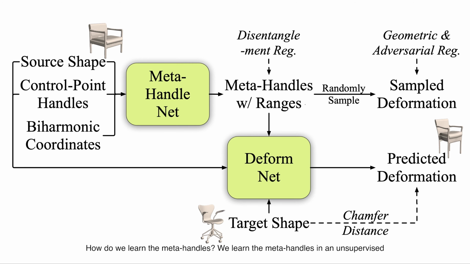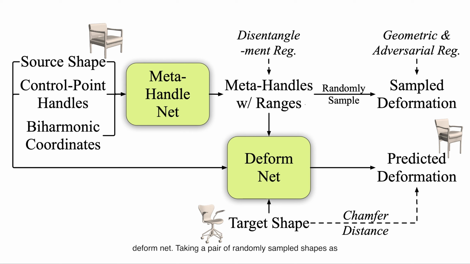How do we learn the metahandles? We learn the metahandles in an unsupervised fashion, without taking semantic annotations or correspondences as input or supervision. To avoid learning zero deformation as metahandles, we employ a target-fitting training strategy. As shown in the figure, our method mainly includes two modules, MetaHandleNet and DeformNet.